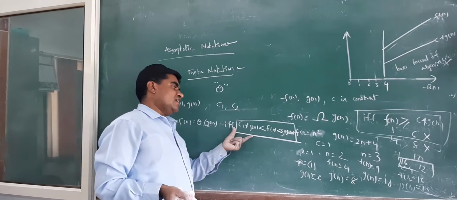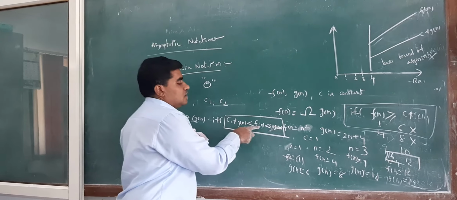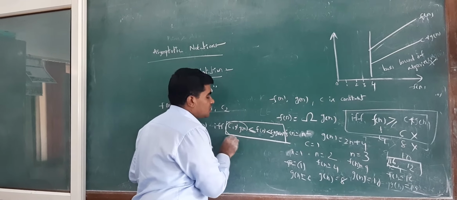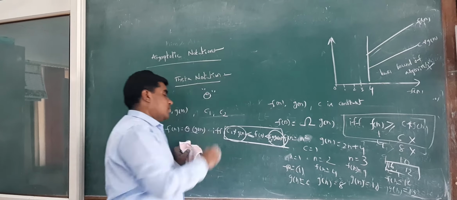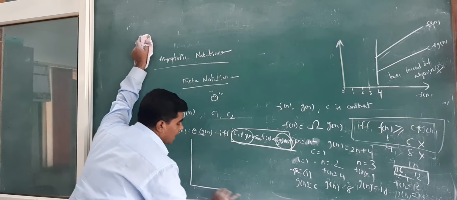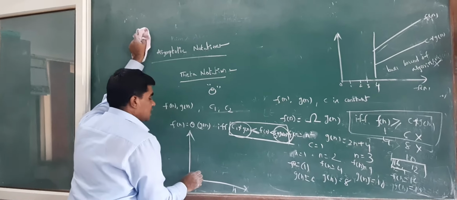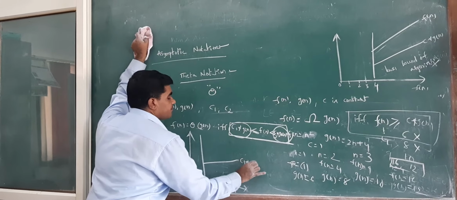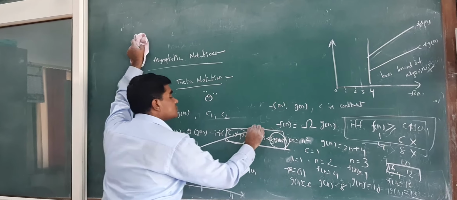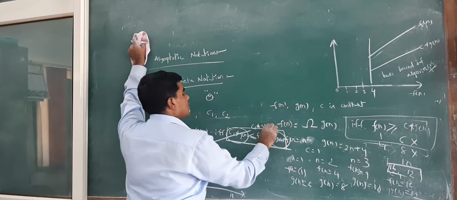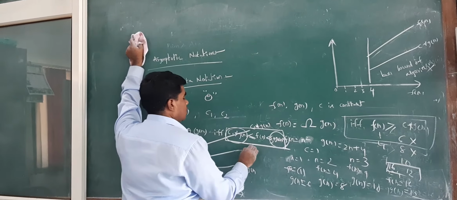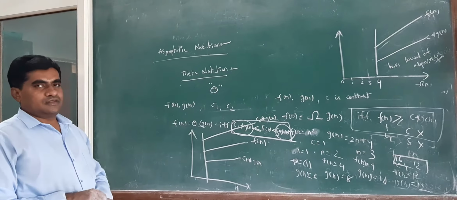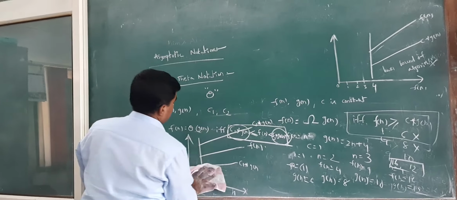c1 star g of n less than or equal to f of n less than or equal to c2 star g of n. This represents the lower bound, and this represents the upper bound. It lies between the lower bound as well as the upper bound. That means here the lower bound is c1 star g of n, the upper bound is c2 star g of n, and in the middle it lies between the lower bound and upper bound. This is f of n. So this represents the theta notation.